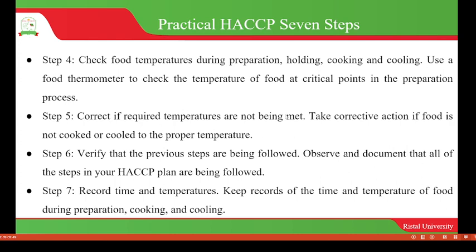after taking the corrective action, you can now go ahead and verify that the previous steps are being followed according to the way they have been planned. And you can do that by observation, and you have to observe and document that all of the steps in your hazard analysis and critical control point plan are being followed as planned.